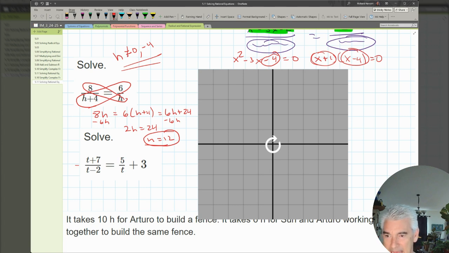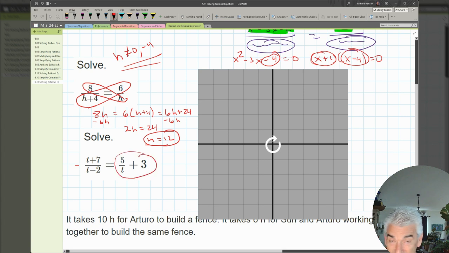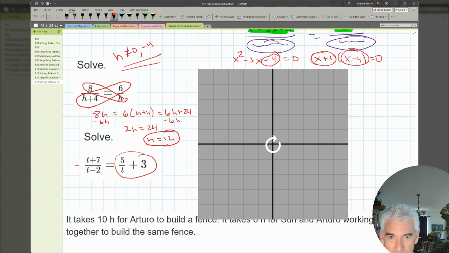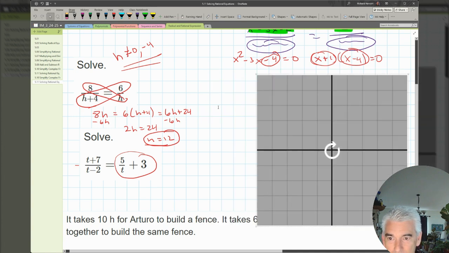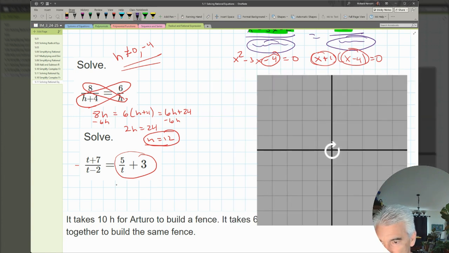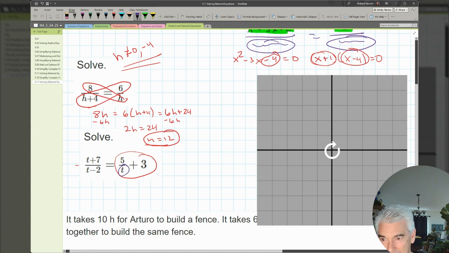for this one, it's not a fraction equals another fraction. So I need to combine these together first. Then I can do my butterfly thing. I should probably write down first, hey, I promise that I won't allow t to equal 0, right? Because if t equals 0, that would be a problem. And if t equals 2, that would be a problem. So t, you're not allowed to equal 0 or 2.